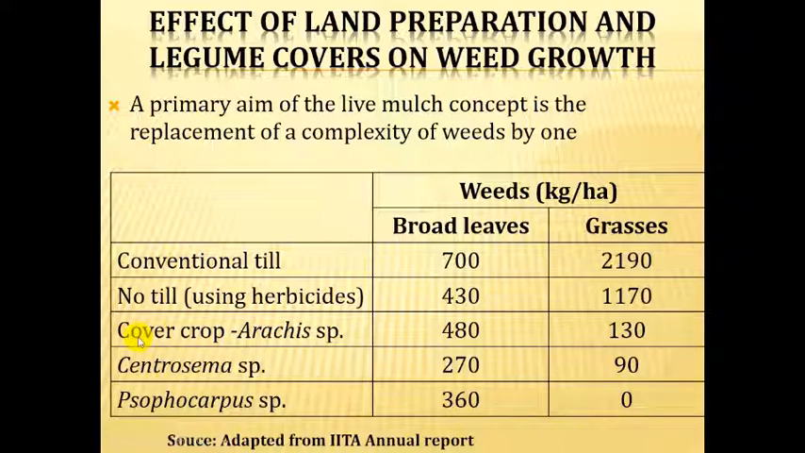But when the cover crops are used, such as Aristide species, Centrosema species or Sophocarpus species, you will see here the lesser number of broad-leaved weeds are growing on the cropping field, as well as the grasses are more reduced under these three cover crops. So then you can understand, with the cover crops, grass weeds can be easily controlled when compared to broad-leaved weeds.